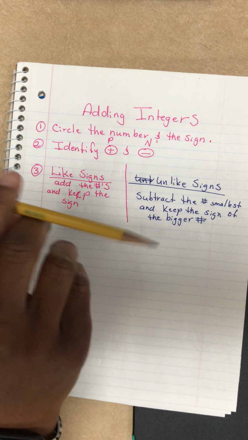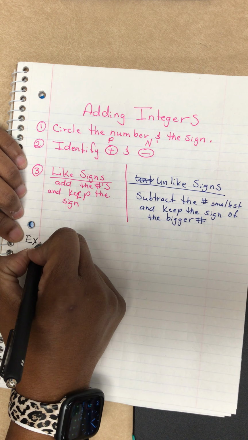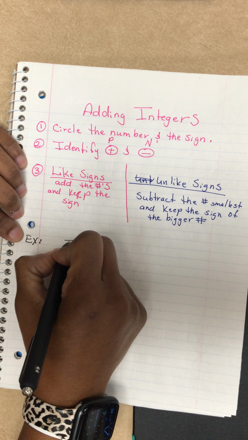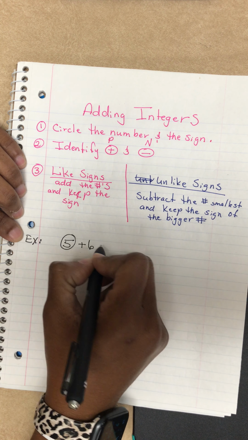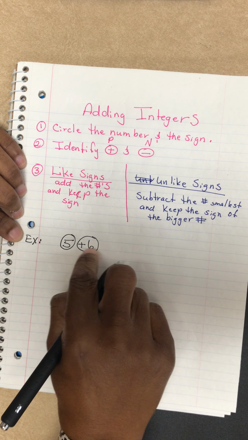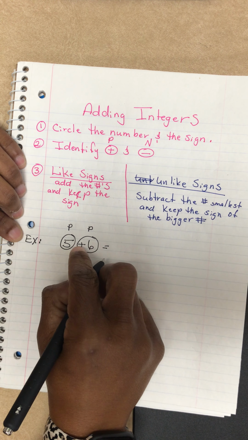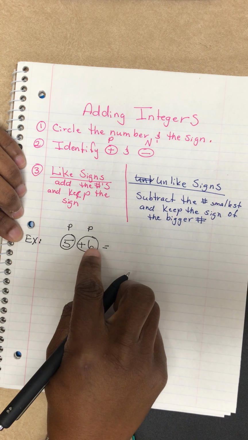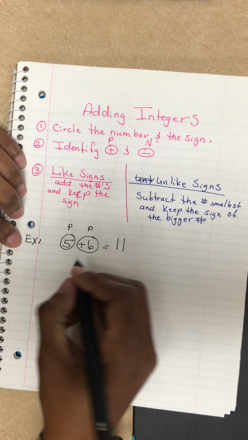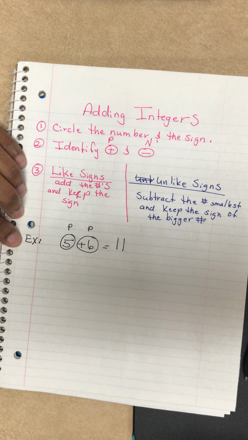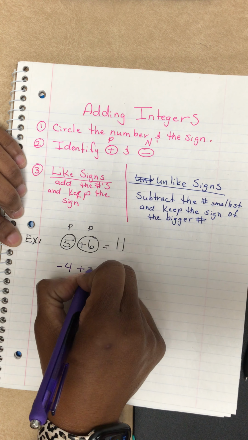So let's do an example. Here's an example. You have 5 plus 6. So we're going to circle them. Sign goes in front. So this is going to be a positive and a positive, because the signs are alike. We add them together. 5 plus 6 is 11. Okay? Everybody got that one? Let's try another one. Negative 4 plus a negative 3.